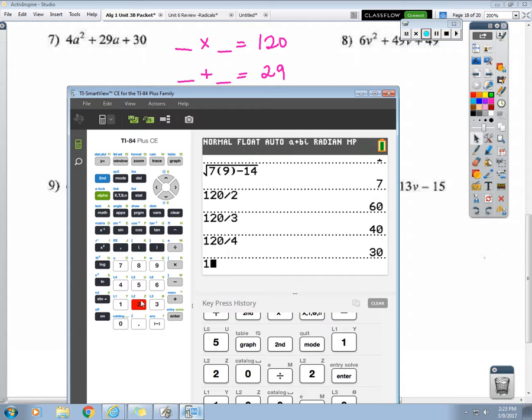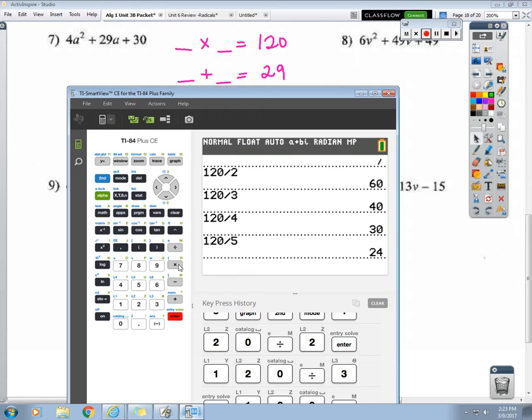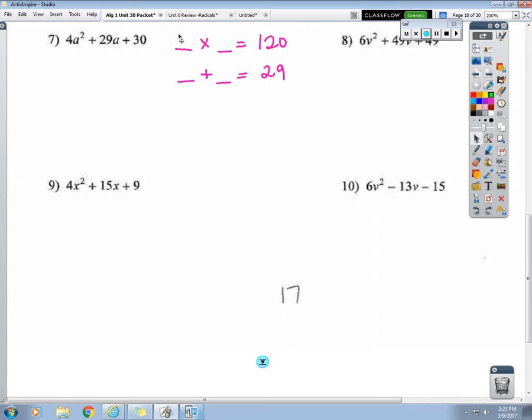Okay, so 120 divided by 5. Are 5 and 24 going to give me a 29? Yes, so those are my numbers, 5 and 24. 5 times 24 is 120. 5 plus 24 is 29. So then you write them in factors. A plus 5, A plus 24. But that cannot be the answer, because if you were to stop and distribute that out now, A times A is not 4A squared. So that's why we have to divide both of them by that leading coefficient of 4, and then reduce.